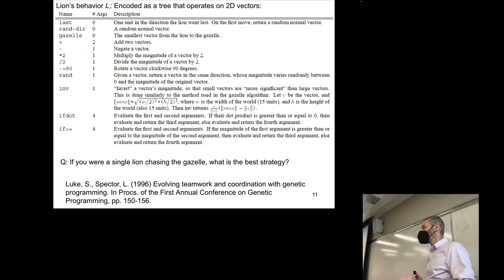Question? Is the evolutionary algorithm able to prescribe different behaviors to L1, L2, regardless of their position? Can it distinguish between the different lions, or is it going to give identical behavior to each? Great question. For now, it's going to give identical behavior to each. They are all going to be running this program. They're all running the identical program, but they are not going to have identical behavior.